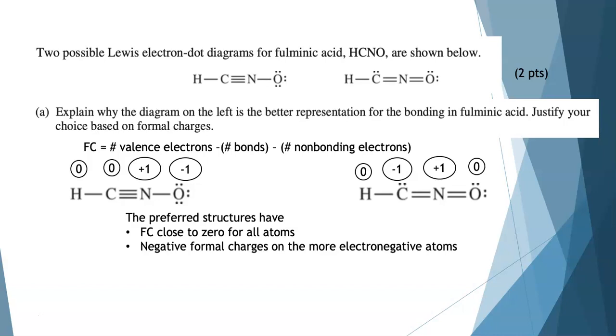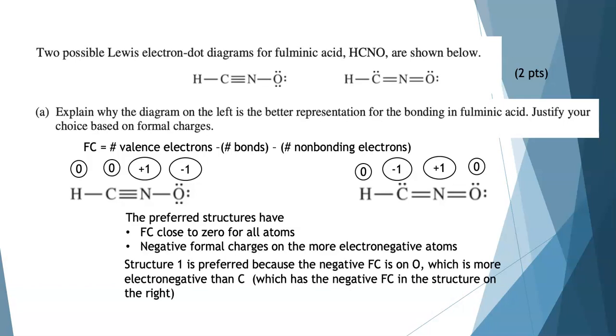We want the negative formal charges, if you have to have one in a molecule, to be on your more electronegative atoms. In our left-hand molecule, the negative formal charge is on an oxygen. But in the right-hand molecule, the negative formal charge is on a carbon. Oxygen is more electronegative than carbon. It's preferable, based on formal charge arguments, to have our negative formal charge on oxygen than on carbon, and that's why the left-hand molecule is the better representation, or is the preferred structure. And that's what we needed to say for the second point here.